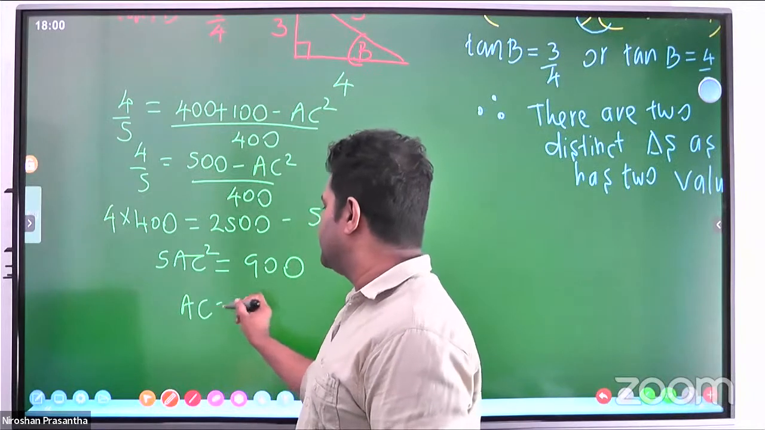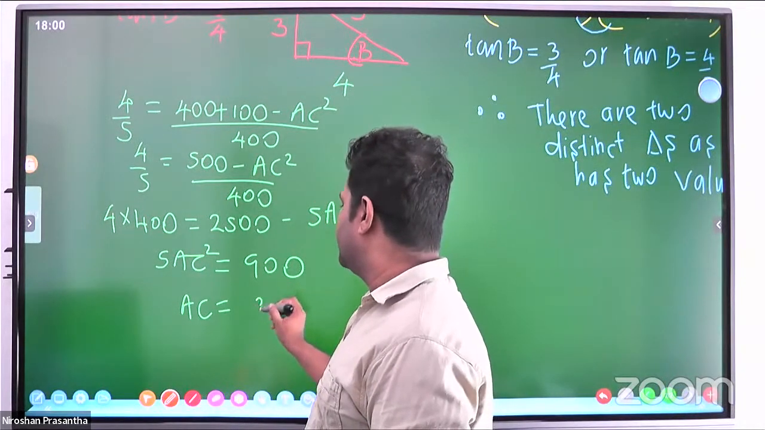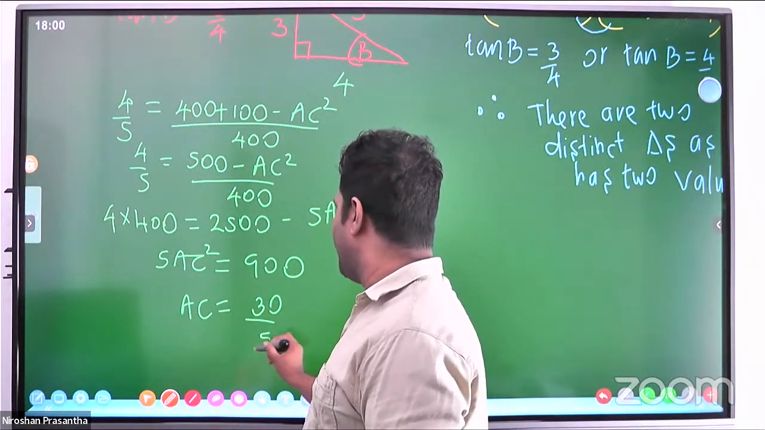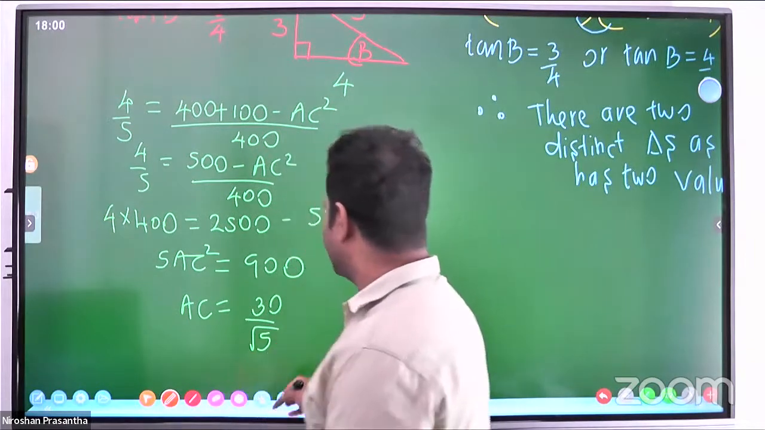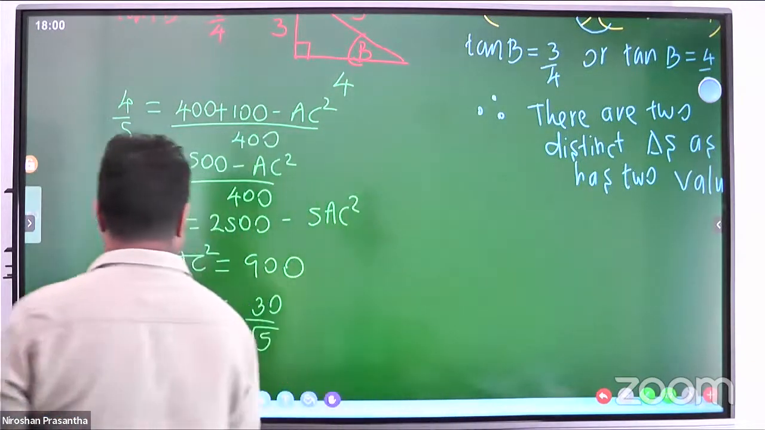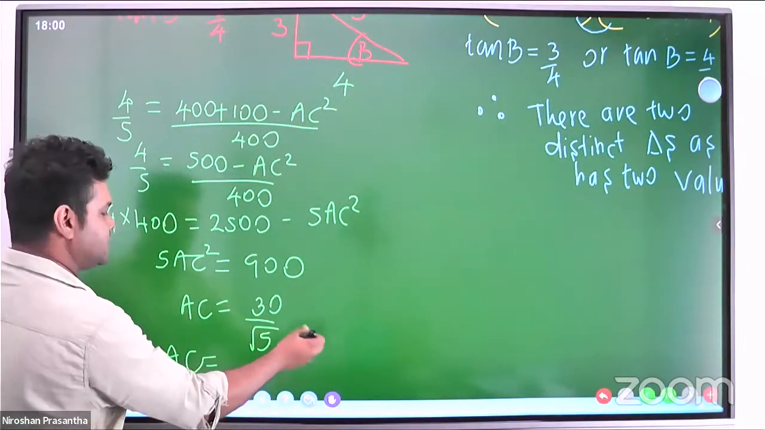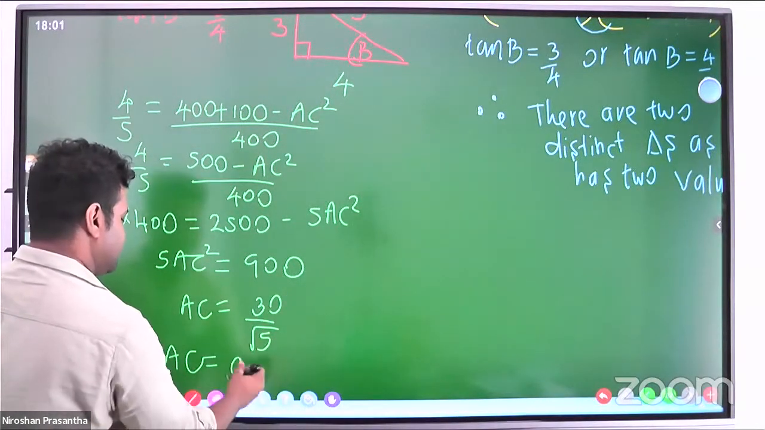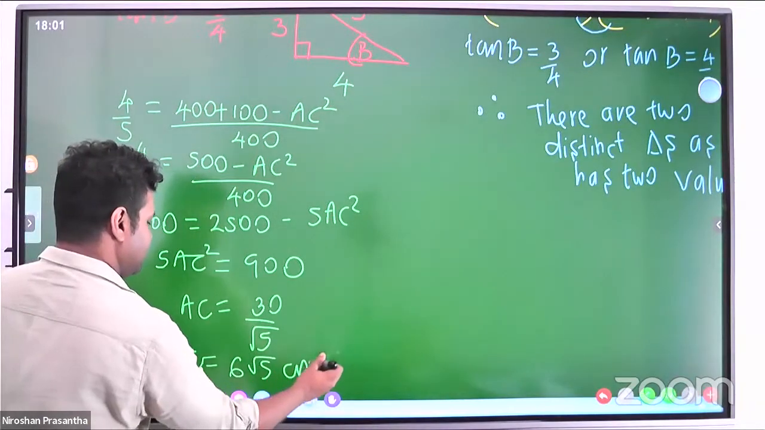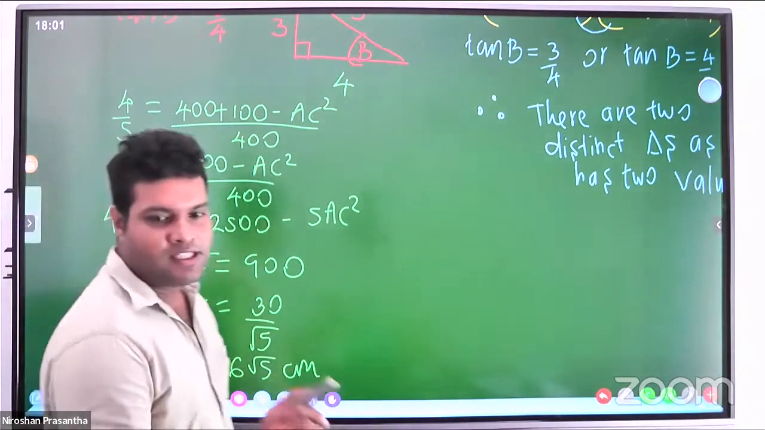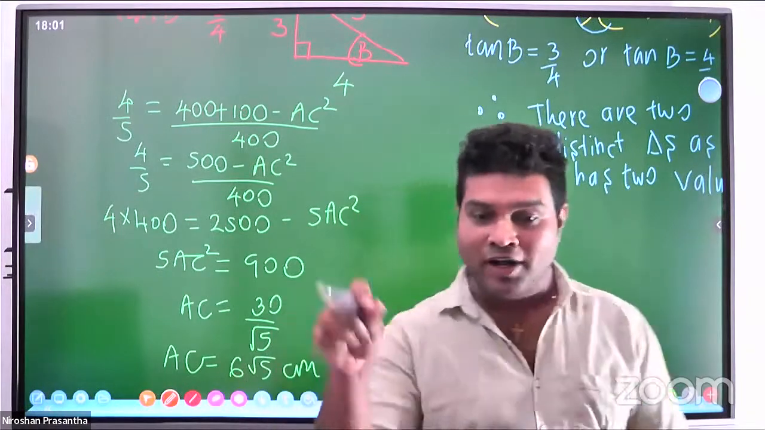AC is like 30 over root 5. You multiply by root 5. I don't show you that because you are math students. 6 root 5 centimeters. This is one of the answers. There are two occasions, right?